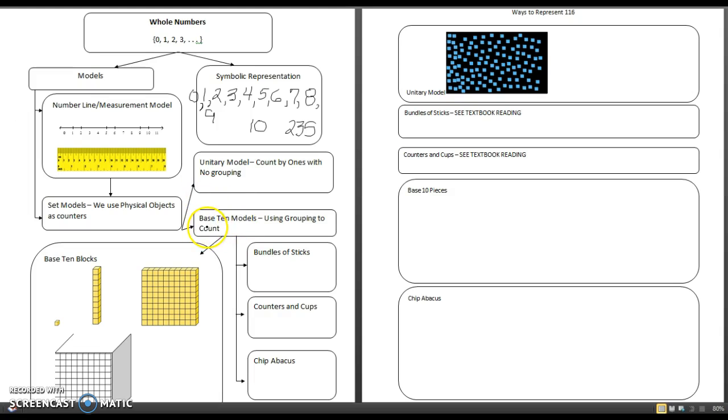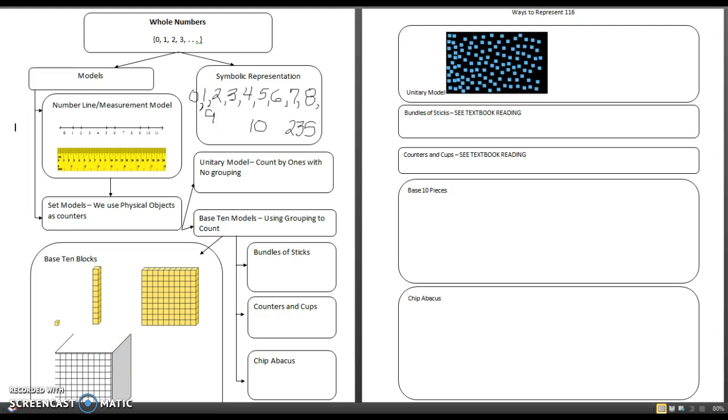So using what we call base 10 models, okay, so we're talking here about set models, unitary models, and now base 10 models. We can use bundles of sticks. Again, I refer you to your textbook. Counters and cups. Again, I refer you to your textbook. And what we typically use in the classroom once we've graduated from these more rudimentary models is what we call base 10 blocks. And they come in ready-made pieces like this.